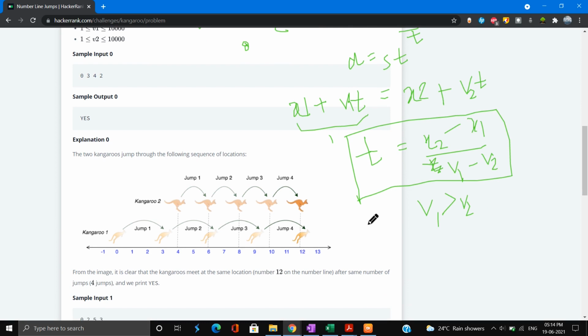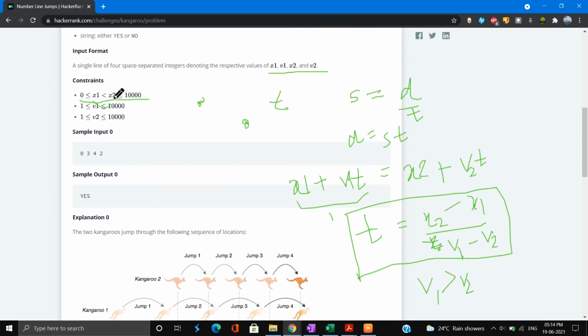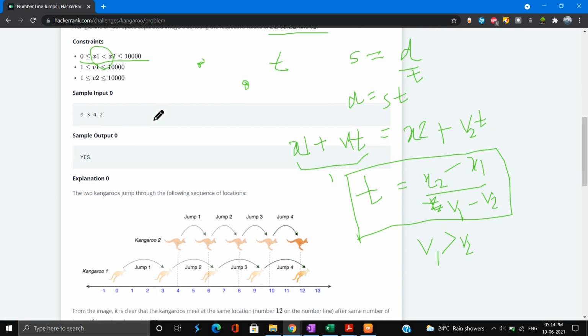First we will check that constraint, because here we are given that x2 is strictly greater than x1. So we will have to check that v1 should also be strictly greater than v2. If v1 is less than or equal to v2, then we'll simply print no, because whatever the first kangaroo tries, it will never be able to match the location of kangaroo 2. It will always be x2 steps ahead, even if it equals its speed. So we need v1 greater than v2.